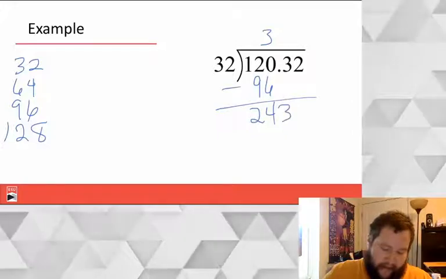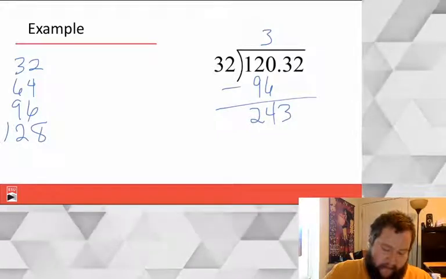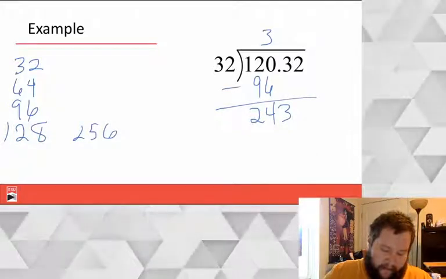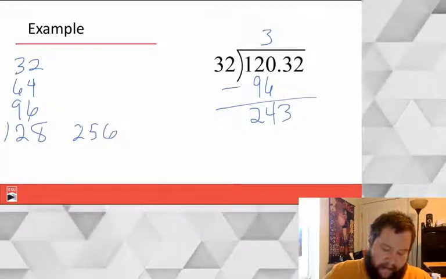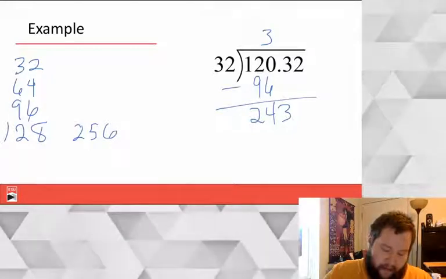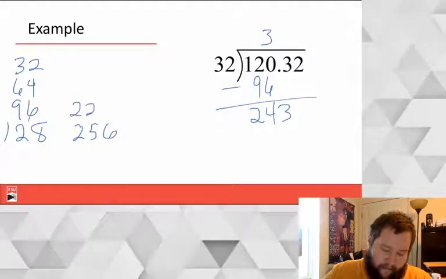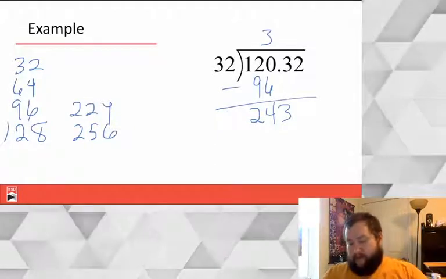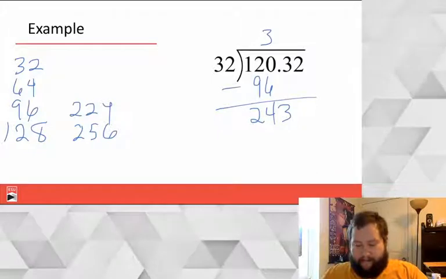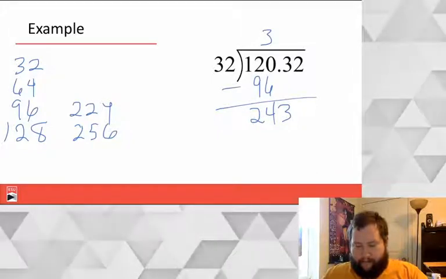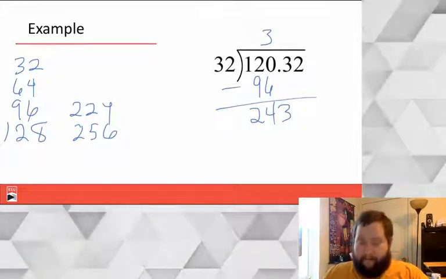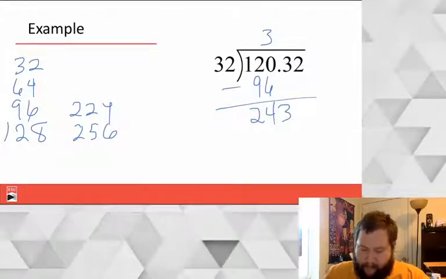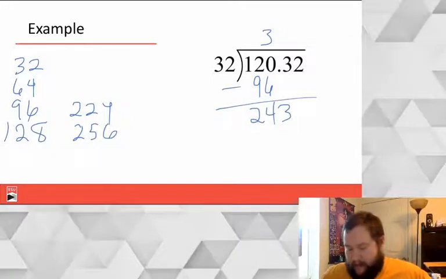243, so 128. Two of those is going to be 256, so we want something a little bit smaller than that. Minus 32 is going to be 224. Is that right? So that should be 32. Calculator's not the enemy. We have 32 times. Nope, 32 times. It's 224.